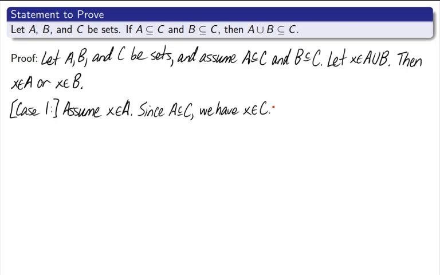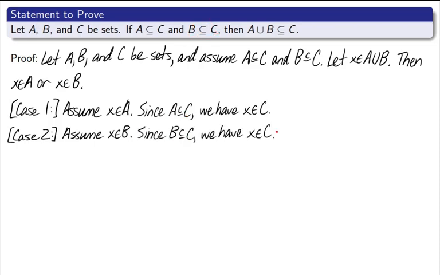Let's continue on to case 2, which is the other part of the OR, the X being an element of B. Case 2. Assume X is an element of B. But now we have another assumption to help us. We cannot assume that X is an element of C because of what we did earlier. This doesn't help us. However, we do have the other assumption that B is a subset of C. Since B is a subset of C, we have X as an element of C.